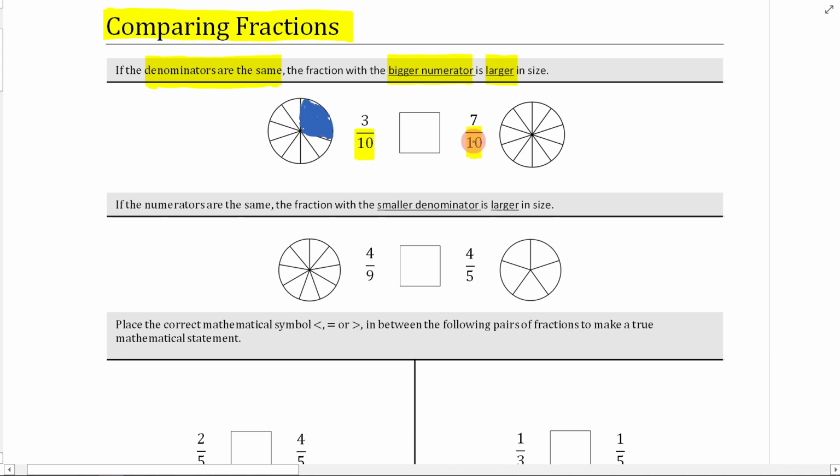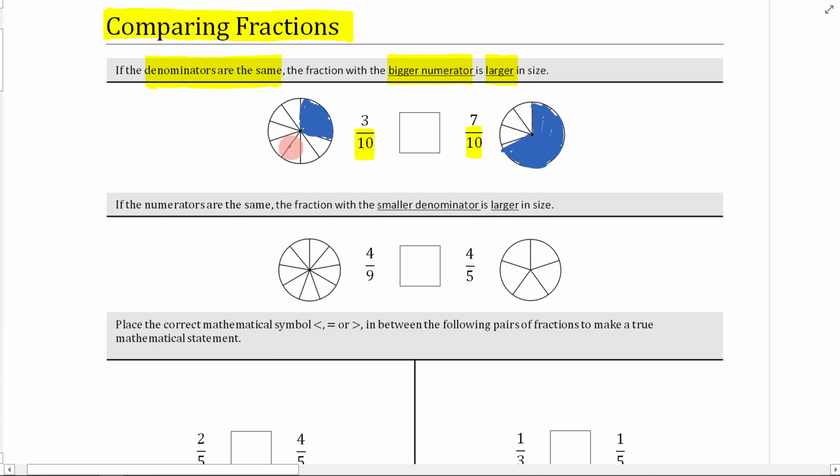If I have 7 on 10, well, as you can see, I've got my tenths here. I need to shade in 7 of them. Now, this is going to be a bit harder. So there's 5 that I've just shaded in. And then I need to shade in 2 more. There's 7. Now, it's pretty obvious, isn't it? Which one is bigger? This one or this one? Well, clearly this is the bigger fraction. 7 on 10 is bigger.